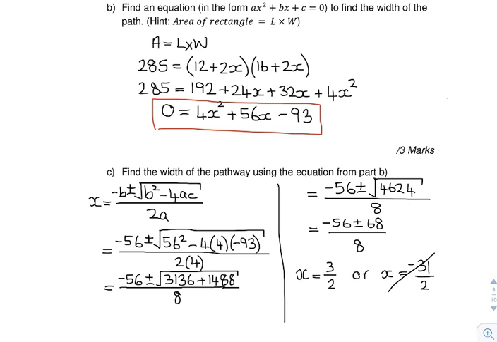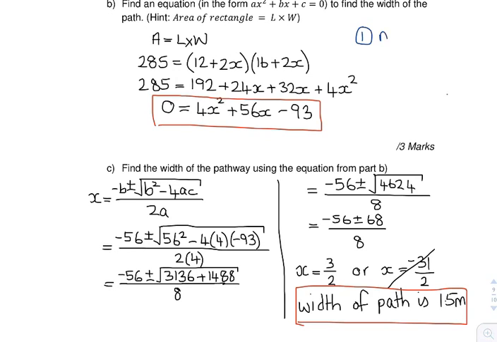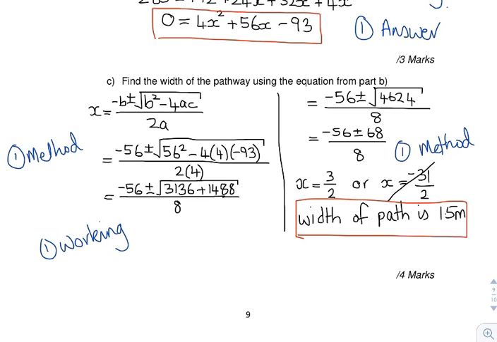Now the length, i.e. x, which is the width of the path, cannot be negative. So we remove one of our answers, meaning that the width of the path must be 1.5 meters. Marks will be awarded for recognizing that you need to use length times width for completing your working, for getting an answer, and again, marks will be awarded for your method, for your working, again for your method of removing that negative x value, and for your answer.